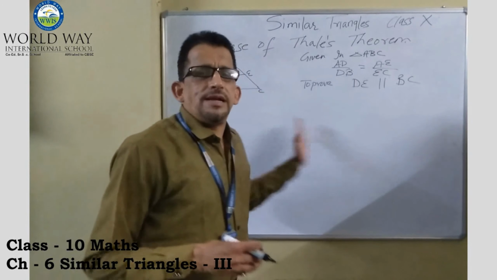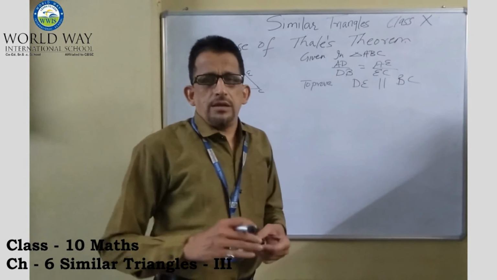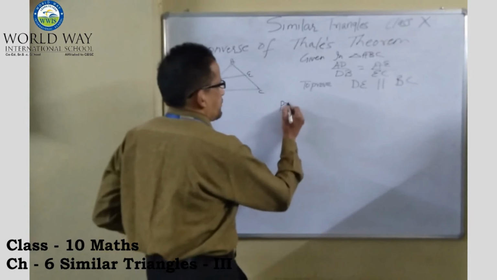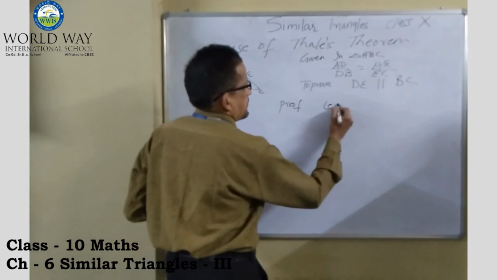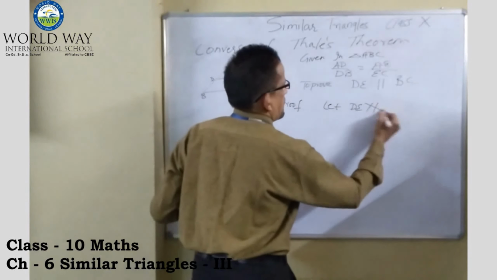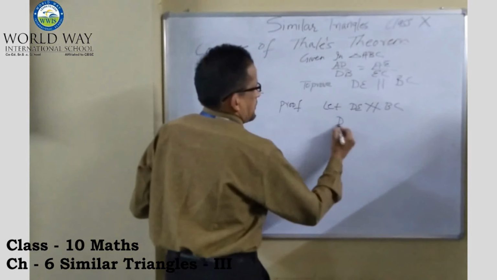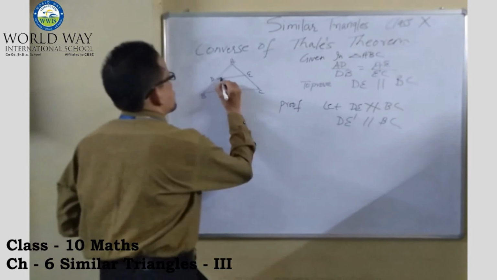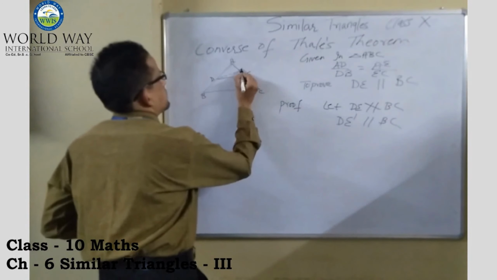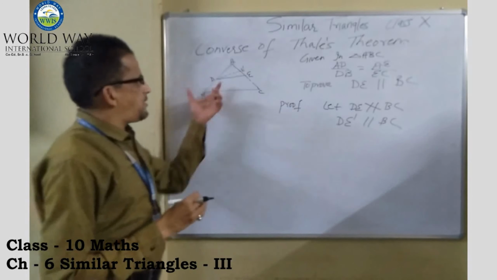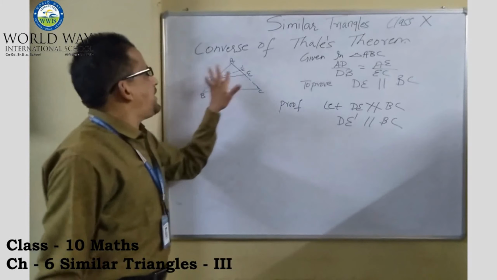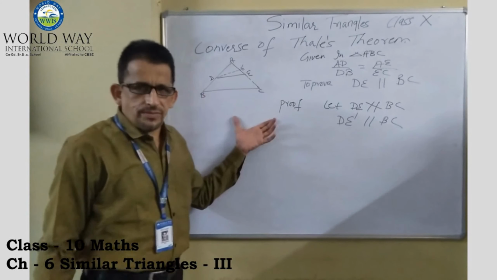Let us suppose that DE is not parallel to BC. कोई और लाइन है जो कि parallel है BC के. So DE dash is parallel to BC. DE parallel BC नहीं है. कौन सी लाइन है? DE dash is parallel to BC.